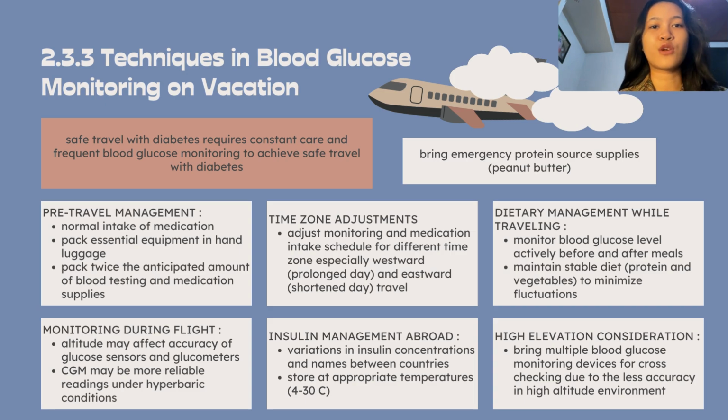Time zone changes require schedule adjustments for medication and monitoring, especially for insulin users that travel east and west. High elevation can affect monitor accuracy, so cross-checking with multiple devices is recommended. Diabetic travelers should also be cautious with new foods and maintain a stable diet to avoid glucose fluctuations. Maybe that's all from me.